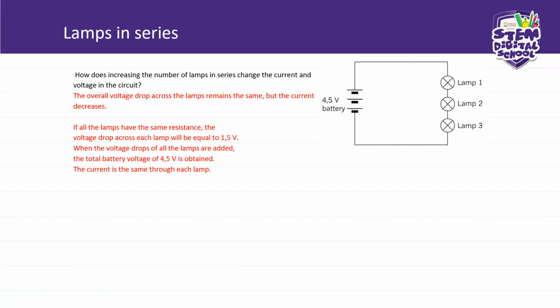This is how you explain it. The overall voltage drop across the lamps remains the same, but the current decreases. Now, let us see what that means. What is the voltage of the circuit? It's 4.5 volts.